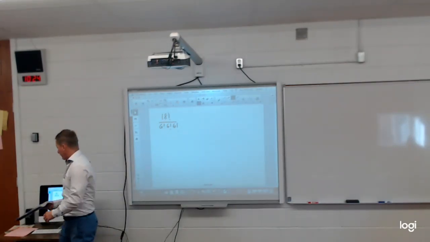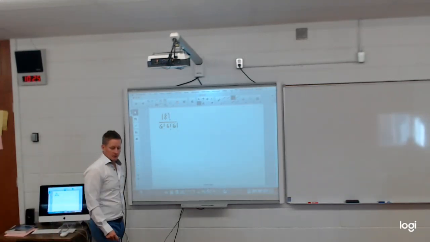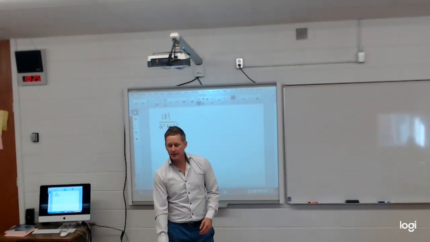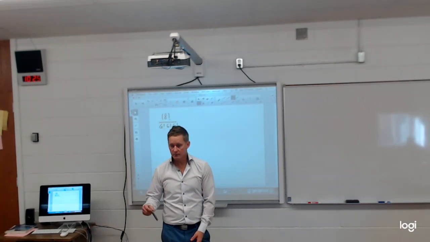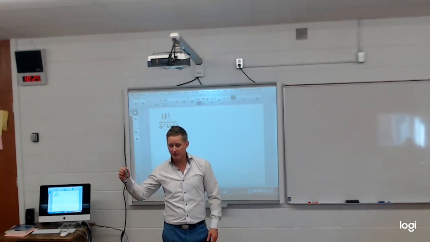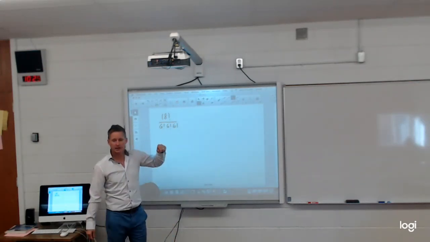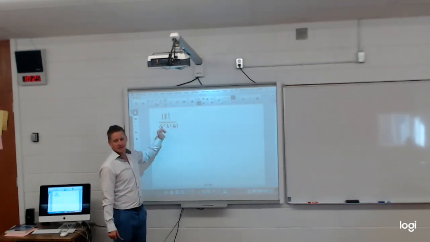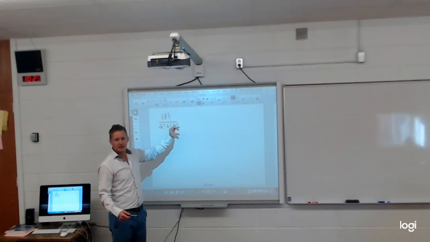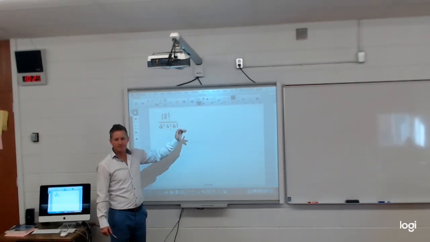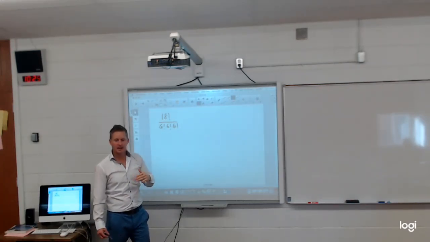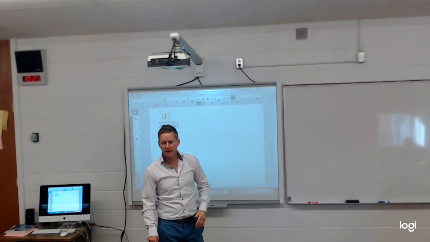Now, if they were different, like if you labeled each one A, B, C, D, E, F, then I'd have 18 factorial ways in which I can do it. But because there are 6 copies of each of them, they're the same. So I treat it like a permutation in that case.